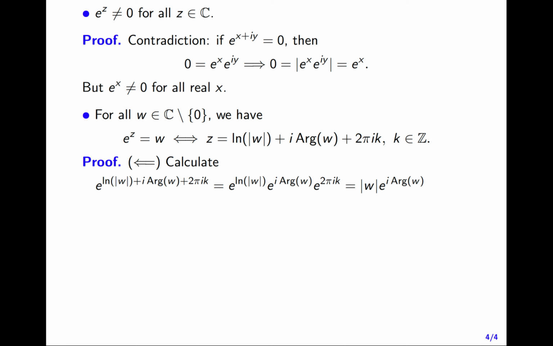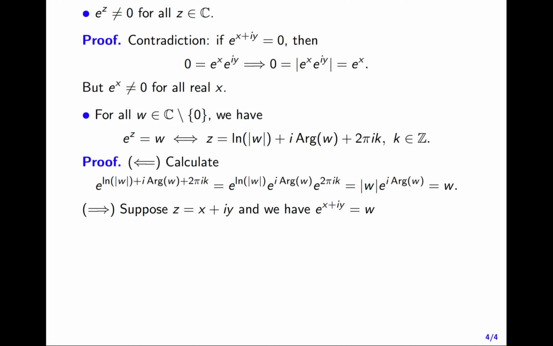So the first factor, e to the natural log of modulus of w: e and natural log cancel each other out for real numbers, so I get modulus of w. e to the i times the principal argument of w, well, not much I can do there. That's e to the i times the principal argument of w. e to the 2 pi ik, that is just 1. So I'm left with modulus of w times e to the principal argument of w times i. I know that is w from polar coordinates. So the reverse direction is proved. Now we'll do the forward.